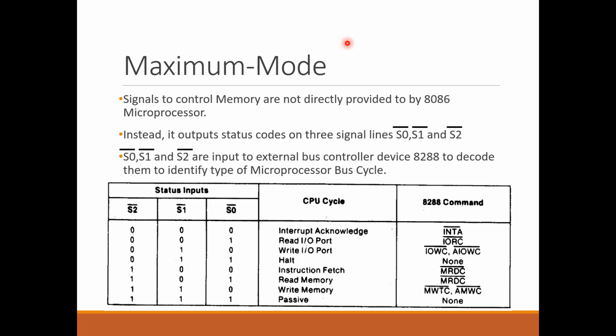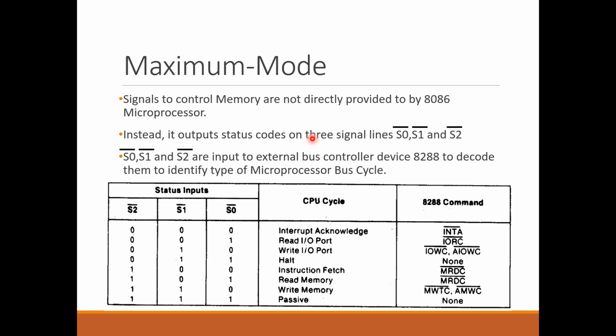And in the maximum mode operation of the 8086 microprocessor, the control signals are not directly interfaced or connected with the memory. Instead, they are provided through those three status code pins S0, S1, S2, which are active low. They are going to be input to an additional circuit which is called 8288, in order to decode those bits to the right operation, or to that operation which has been specified by the microprocessor.